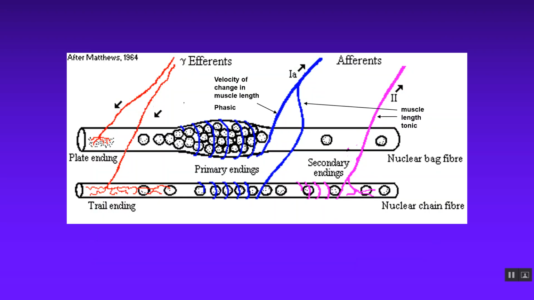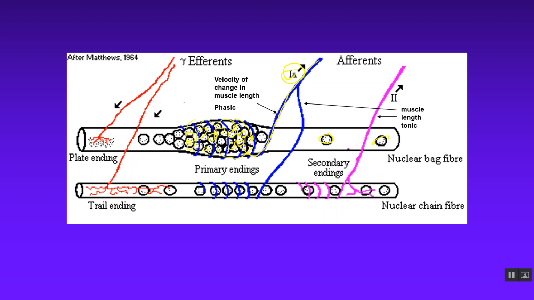Okay, I think I have another picture now where we're just going to simplify and look at one nuclear bag fiber and one nuclear chain fiber, knowing that there's lots of them in there. This is the nuclear bag on the top, and you can see the cell bodies mostly clumped together in the middle there, with a few out here. This is the annulospiral. See how it spirals around the nuclear bag fiber? Annulospiral, primary nerve ending.